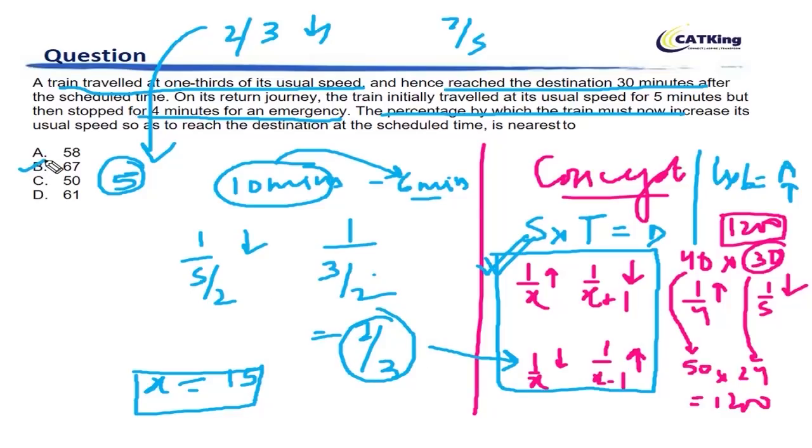I hope this is clear to you. It's a very, very simple problem. This is how we should solve a question like this. So what's the answer here? The answer is 67. I hope this is clear.